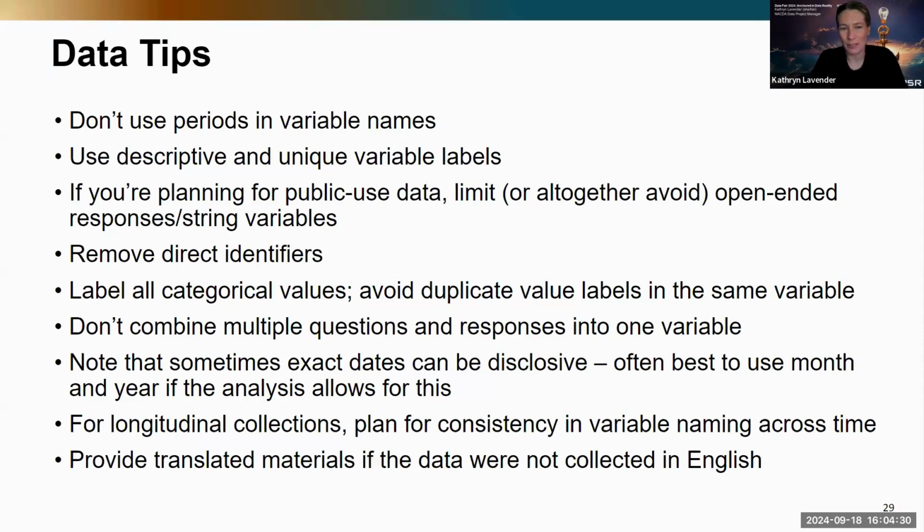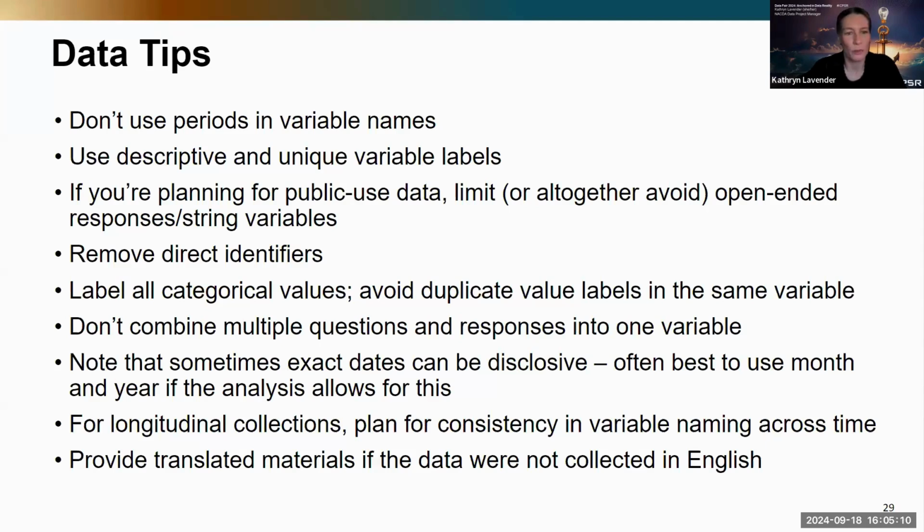If you're planning for public use data, you should consider limiting or avoiding open-ended response variables or string variables. This is because they pose a higher risk of re-identification than numeric variables, because you never know. Say you only have like 400 cases and you have this open-ended response. You have to review those to make sure that some respondent didn't write in that they work for Ford in whatever city, and so does their brother or something like that. So you don't want to throw wildcards into the data.